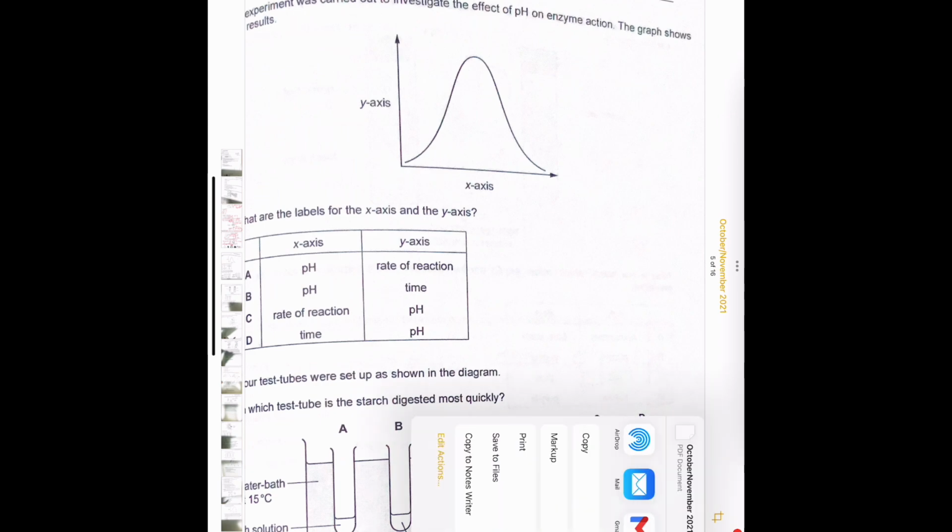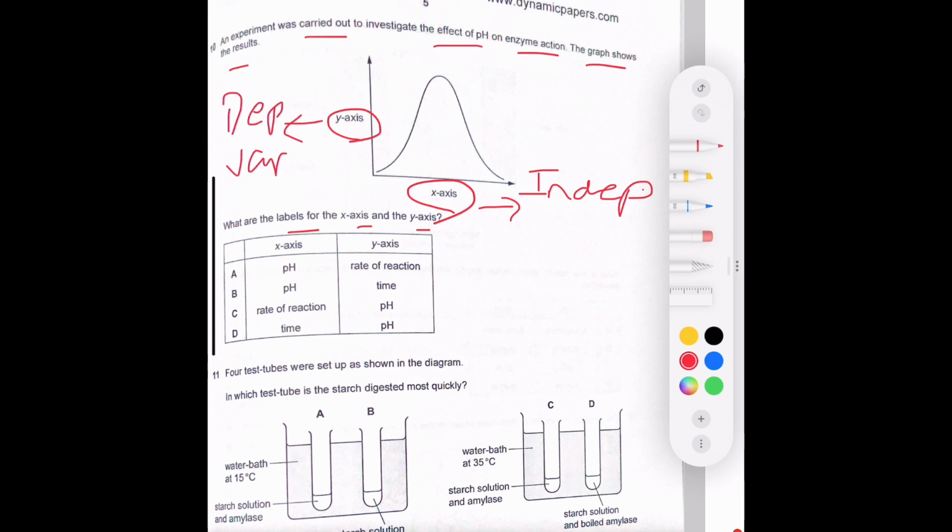Question 9. The moment I see this type of question, the way that I would figure it out is by looking at the x-axis and the y-axis. The x-axis usually is the independent variable, and the y-axis usually is the dependent variable. For the effect of pH on enzyme action, the factor that would be changed is the pH. And how do you figure out the enzyme action? Well, it is the rate of reaction, and therefore A is the reasonable answer.